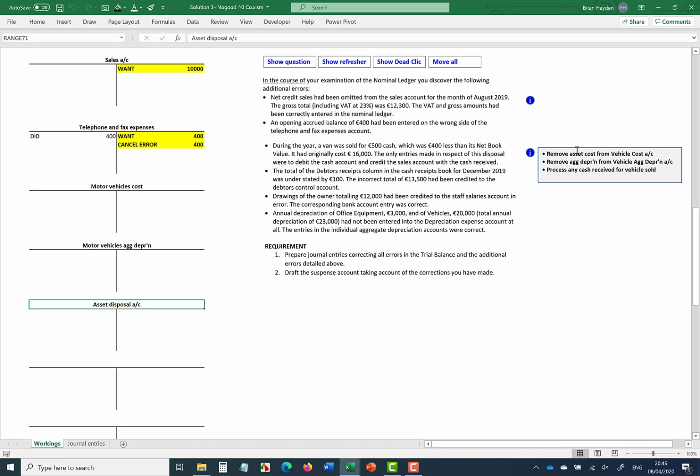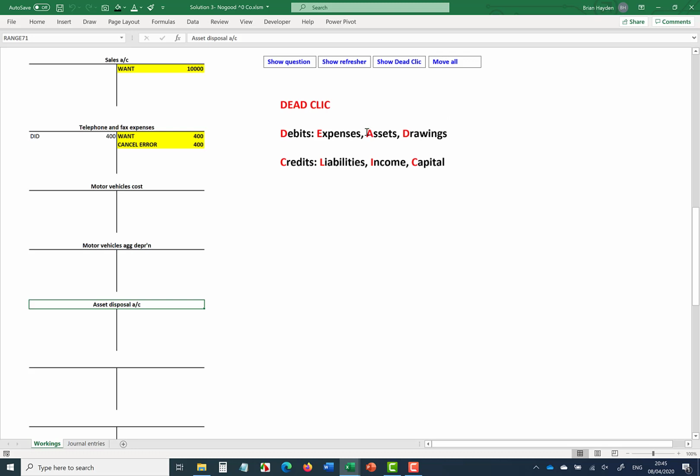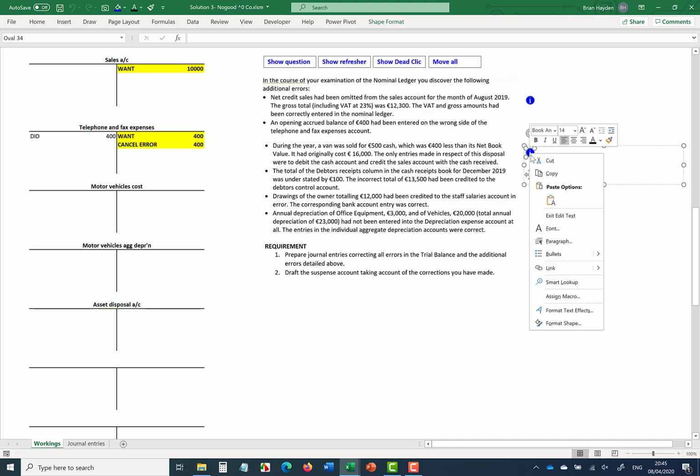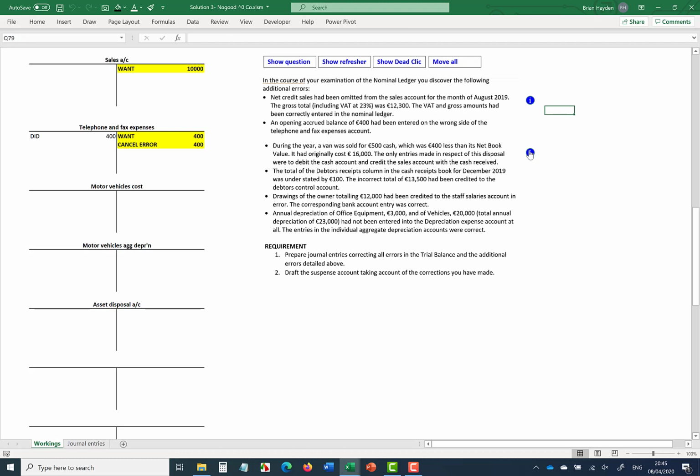So to remove an asset cost from the vehicle cost account: an asset, if I momentarily go back to debit-click, is something on the debit side. So to remove it, you have to credit the asset account. The cost of the asset was 16,000, so we want to do that. That wasn't done, so we'll need to make a journal entry to fix that.